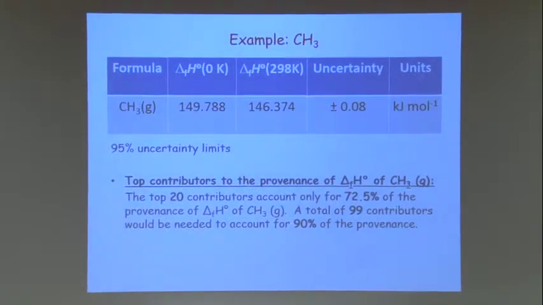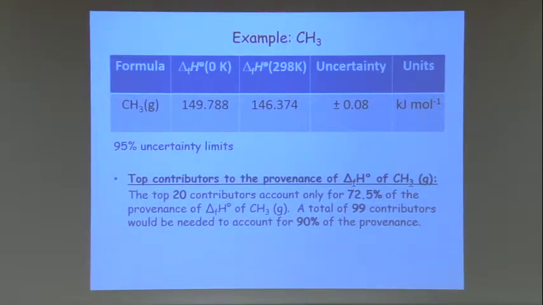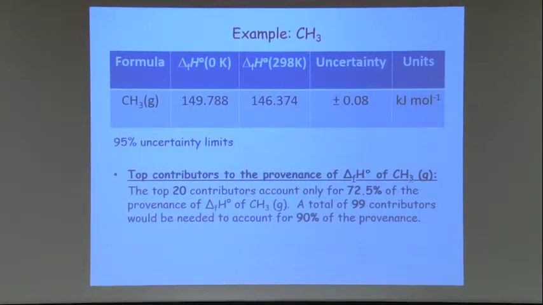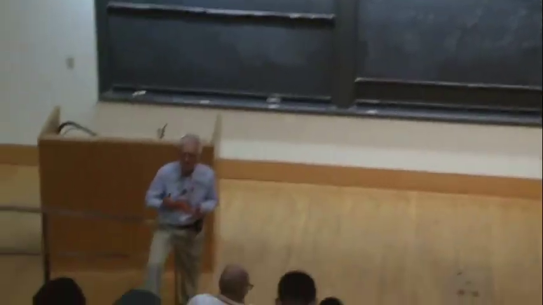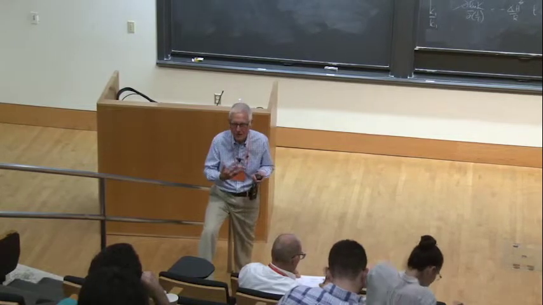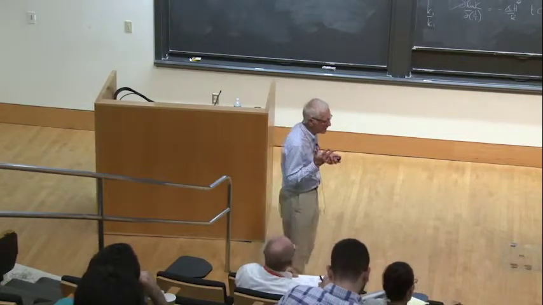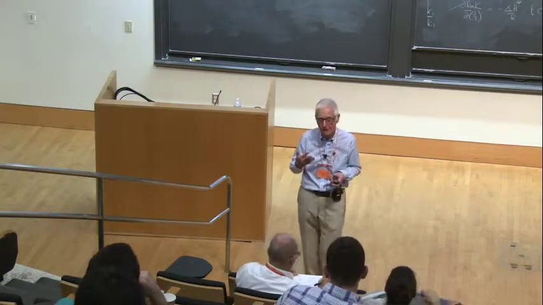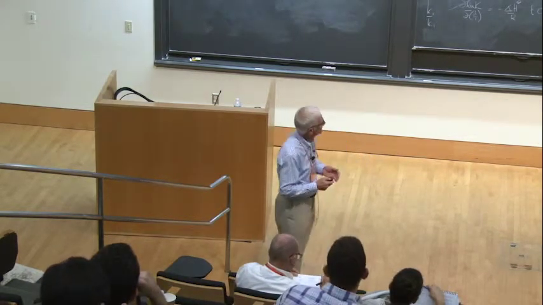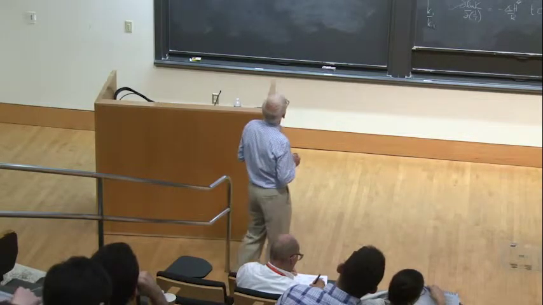There are many, many contributors to this determination of the enthalpy of formation of methyl, and the top 20 contributors account only for 70% of the provenance. There are a total of 99 contributors that account for 90% of the provenance. So that shows how many determinations are being incorporated into ATCT and allowing these very accurate determinations of enthalpies of formation. So ATCT is a really good place to go to get very accurate thermodynamic data. So there's the link.